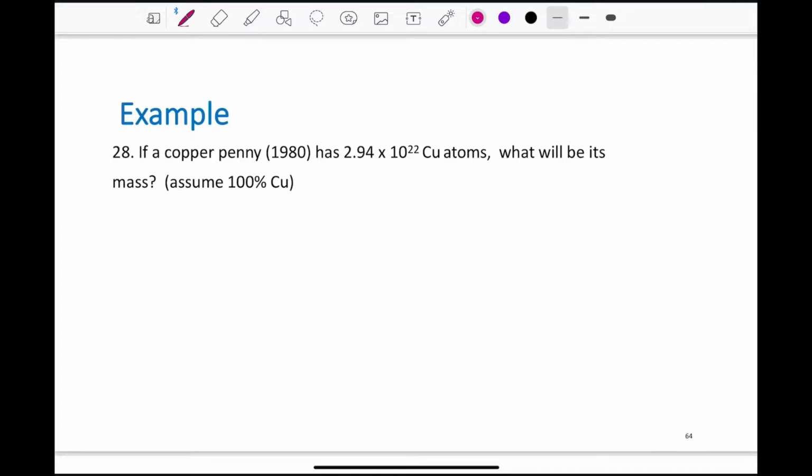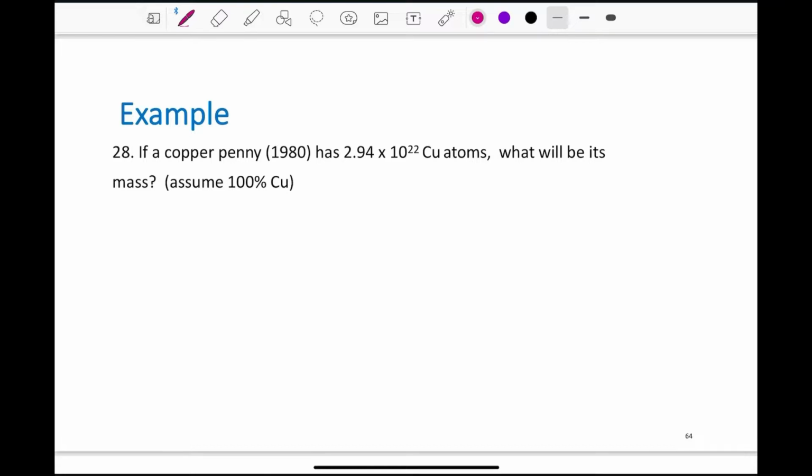Pre-1983, pennies were comprised of, I believe, like 97% copper, bulk copper, but copper became a commodity. Copper's actually kind of expensive compared to other metals. So now pennies are made of about 97% zinc, and they're just coated in copper.